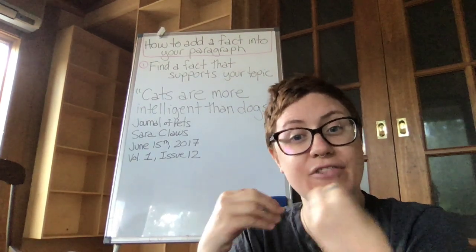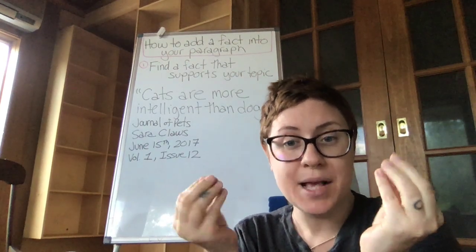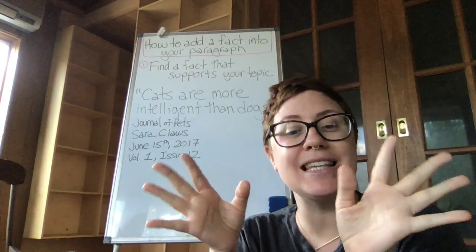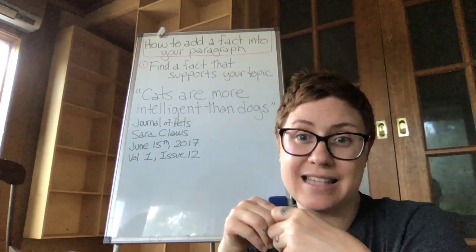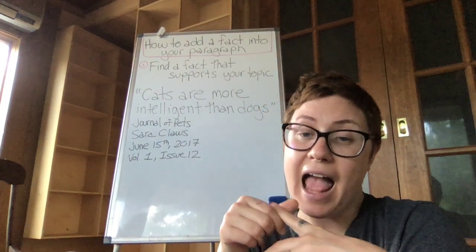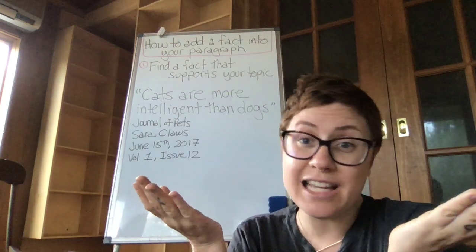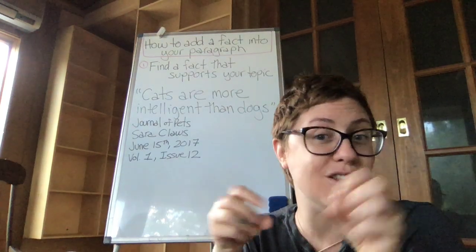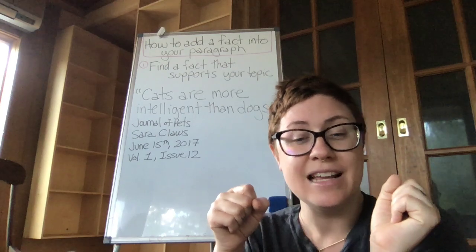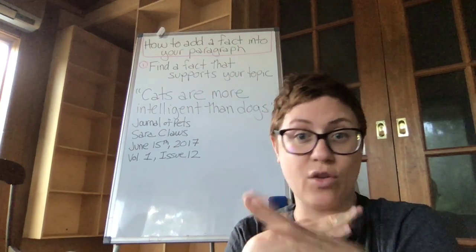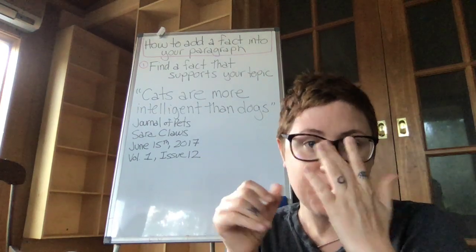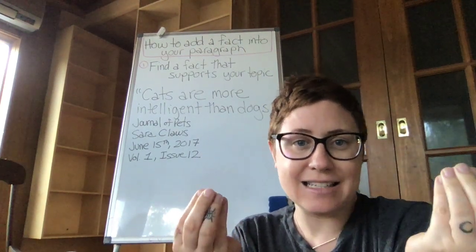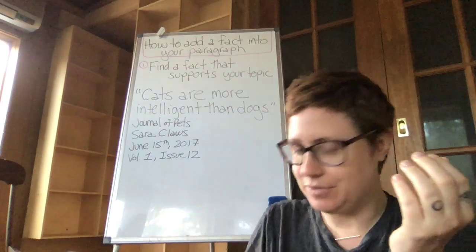There's a very specific way we must do this, because if you do this incorrectly, then that is stealing somebody else's ideas. And at university, that is illegal. It is illegal to steal someone else's ideas and say that they are your ideas. So we don't want to do that. We want to do this the correct way. So how do we add a fact into your paragraph?